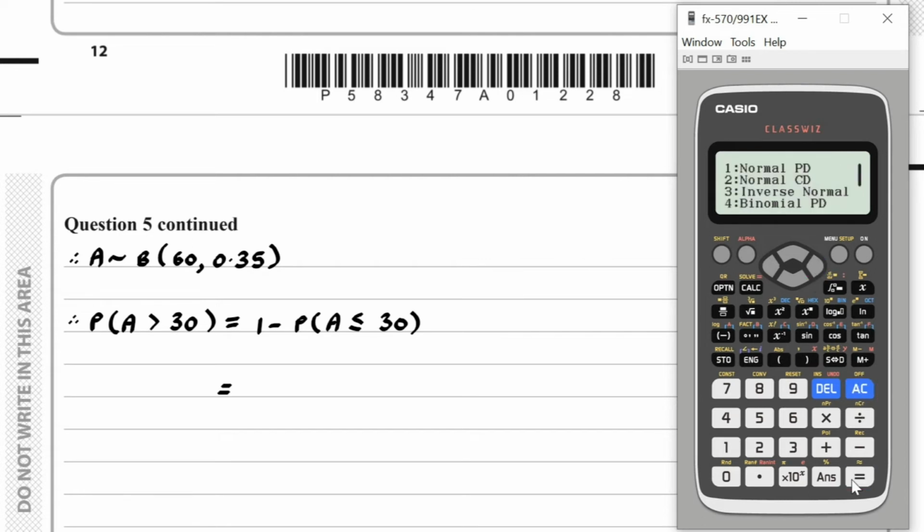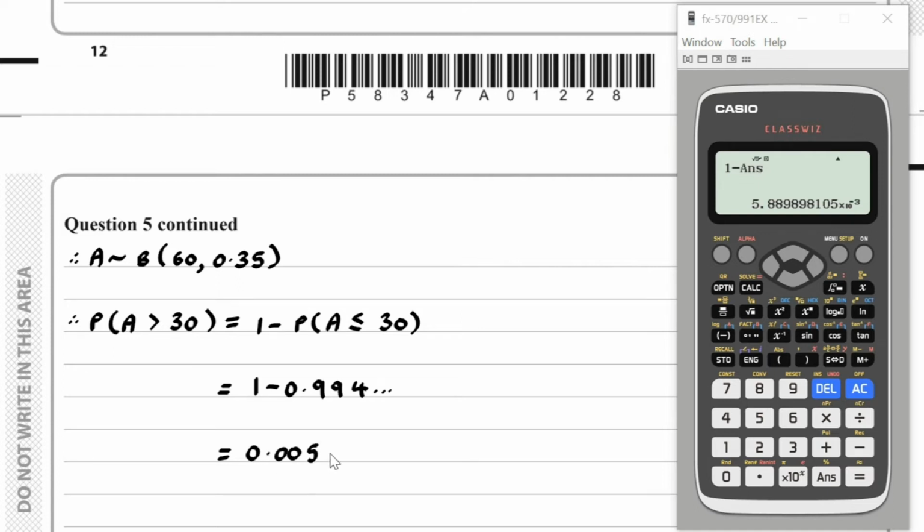And so if I calculate this, we can go to the distribution sub-menu. We have a binomial CD. X is 30. N is 60. P is 0.35. So we've got 1 minus 0.994, etc. And if I work this out, we get 0.00589. And that's given to 3 significant figures.